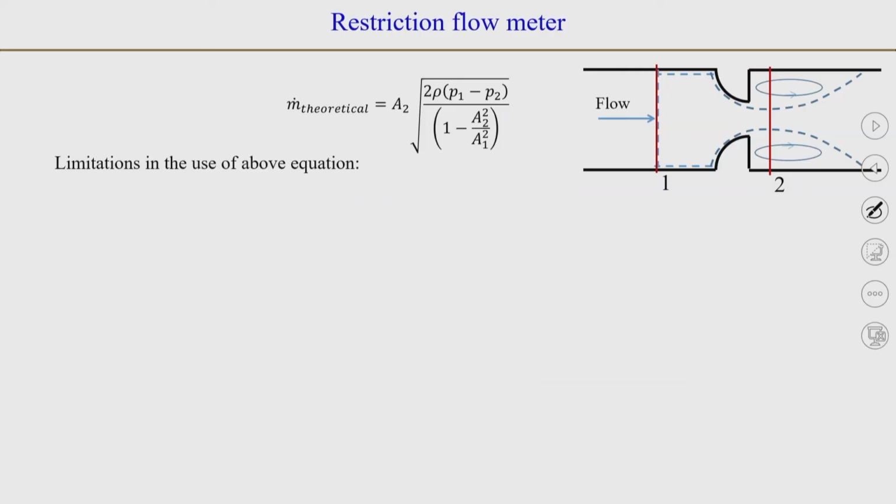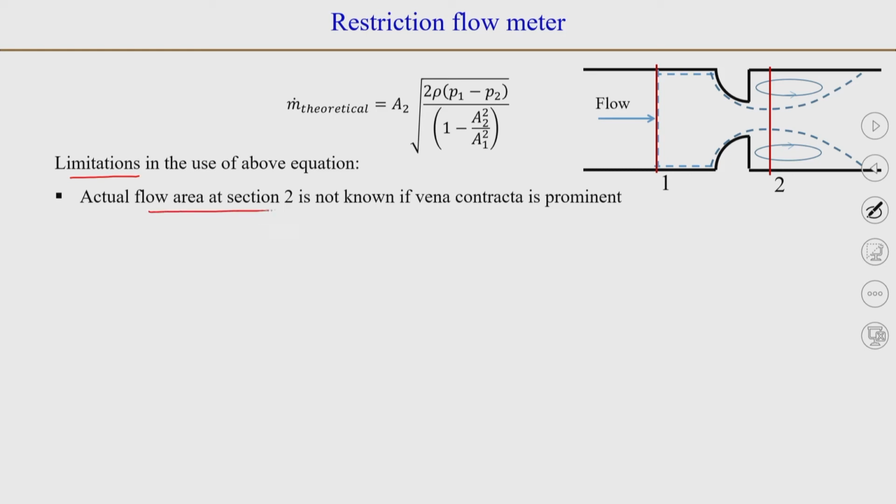Now, let us list down all the limitations that this equation has. This is a theoretical equation, and there are certain assumptions we have made. Actual flow area at section 2 is not known if vena contracta is prominent. Vena contracta is nothing but the region where the flow has contracted. If this contraction is dominant, then you will not know where the actual flow area is. It may not happen at the throat region, but downstream of the throat, and it will be a function of Reynolds number also. So, there is uncertainty in the area of section 2, because that is what is going to come into the picture in our formula.